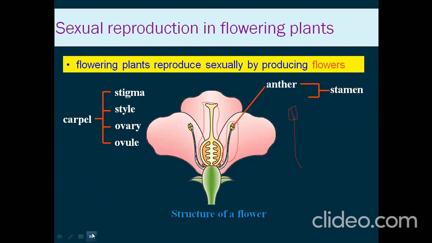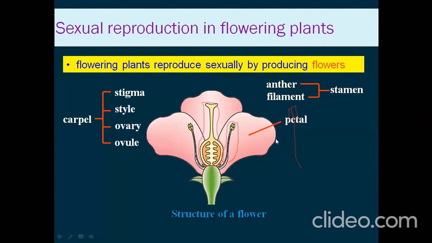Anther and filament together will form what? Stamen. All right. Now, this part is called petal. Remember, in the carpel, the ovule will develop, while in the stamen, pollen grain will develop, especially in the anther region of the stamen. Pollen grain will develop. That is the male reproductive part.